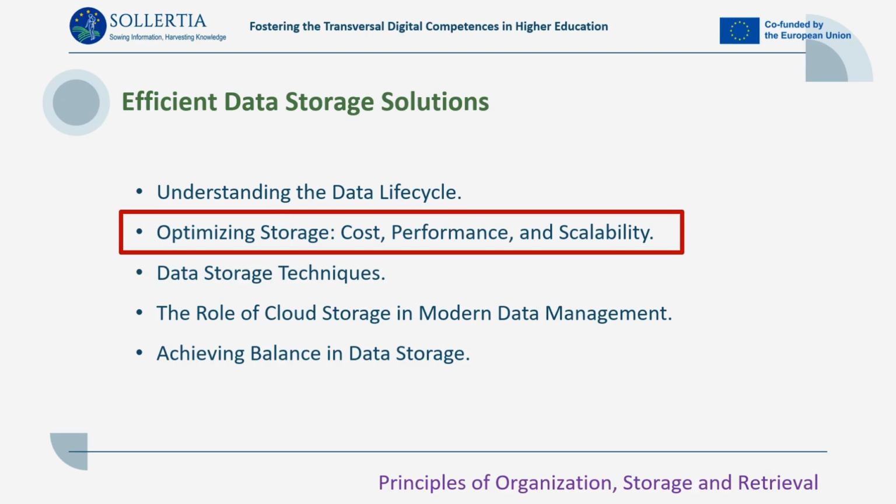Efficient data storage requires balancing cost, performance, and scalability. Cost optimization. Assess the total cost of ownership, including infrastructure, software, maintenance, and utility expenses. Techniques like data deduplication and compression help reduce costs by minimizing storage space.